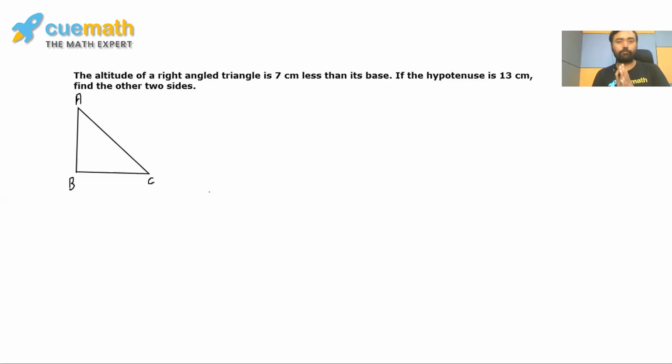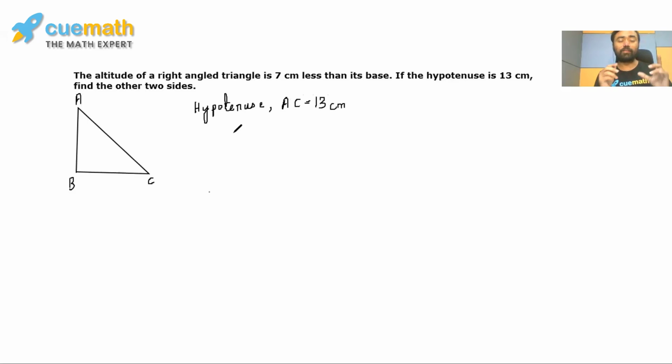So here we have been given a word problem again, and the question is: the altitude of a right angle triangle is 7 centimeter less than its base. If the hypotenuse is 13 centimeter, find the other two sides. Okay, so here the hypotenuse is AC. The hypotenuse is the side opposite to the 90 degrees, so hypotenuse is AC, and that is nothing but 13 centimeter.